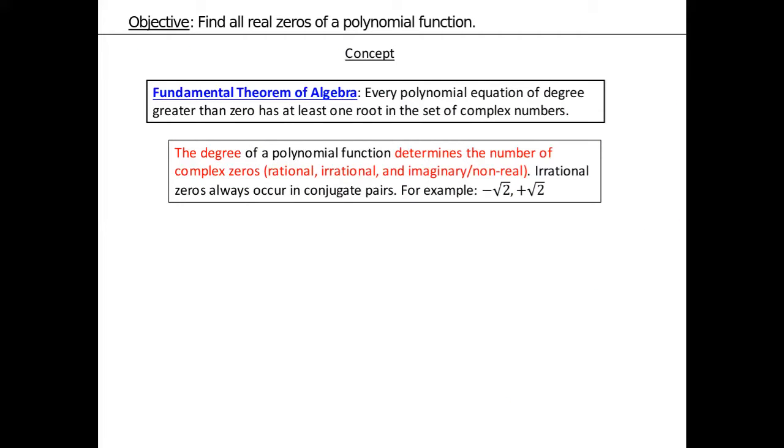So for concept for today, we are learning about the fundamental theorem of algebra. And it states that every polynomial equation of degree greater than 0 has at least one root in the set of complex numbers. So then the degree of a polynomial function determines the number of complex zeros: rational, irrational, and imaginary or non-real. And then irrational zeros always occur in conjugate pairs. So for example, any square roots come in pairs. I have a negative root and a positive root.